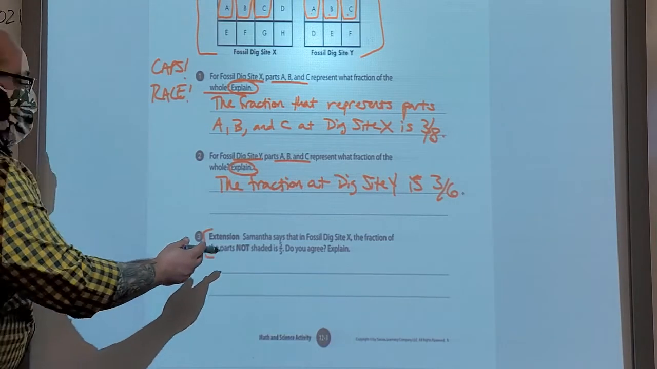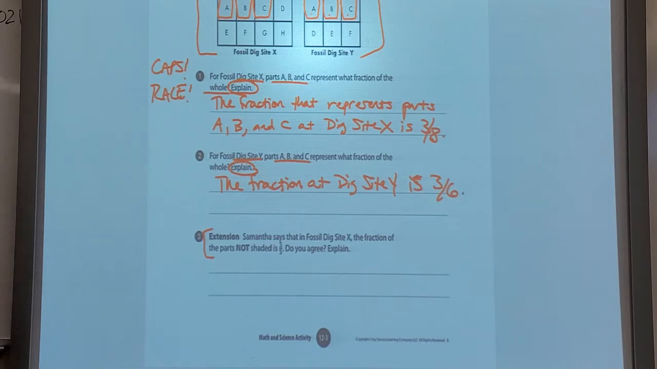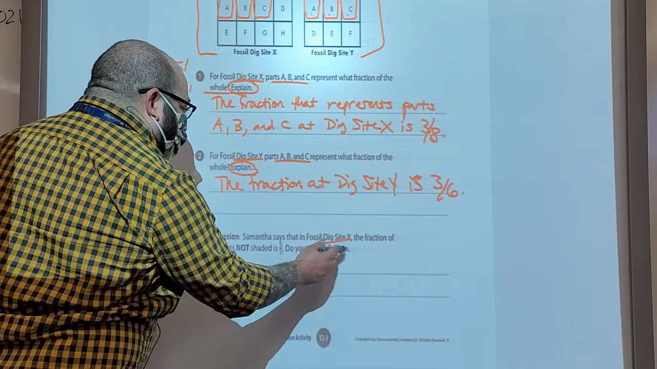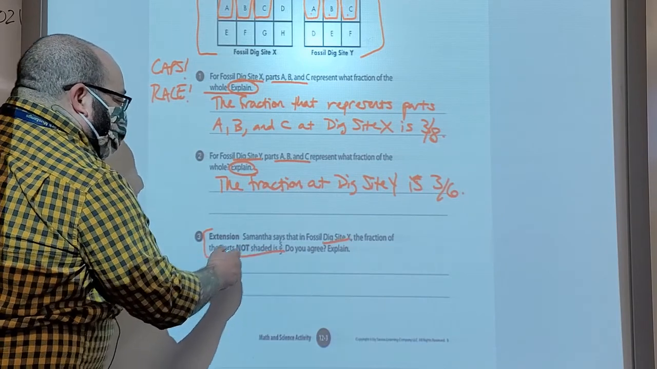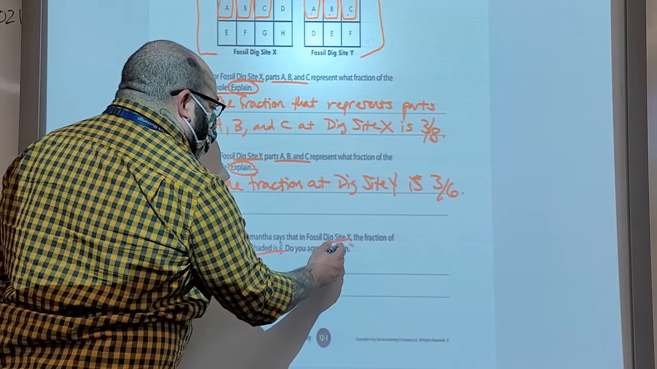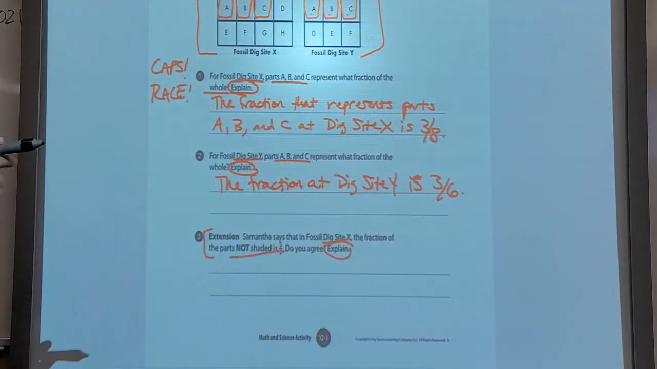Okay, now in this one, Samantha says that in fossil dig site X, the fraction of the parts not shaded is 5/5. Do you agree? Explain. Sellers. No, I do not agree because dig site X is 3 out of 8 and 5 out of 8 not shaded in. Good. Exactly. Did anybody else get that? Who else got that one? Madeline? Good. Who did not get that one?